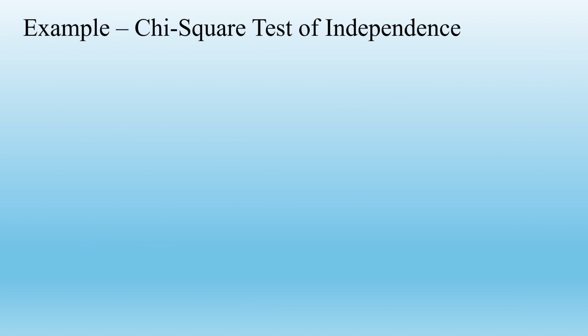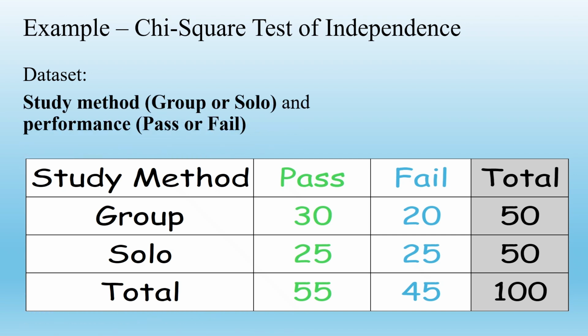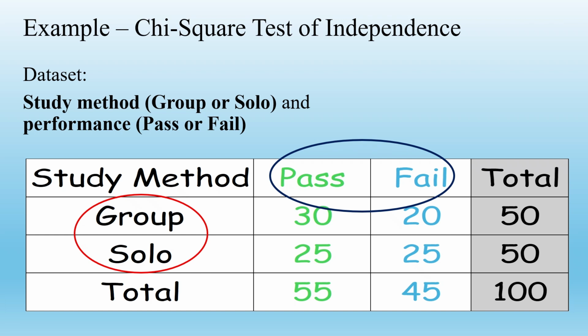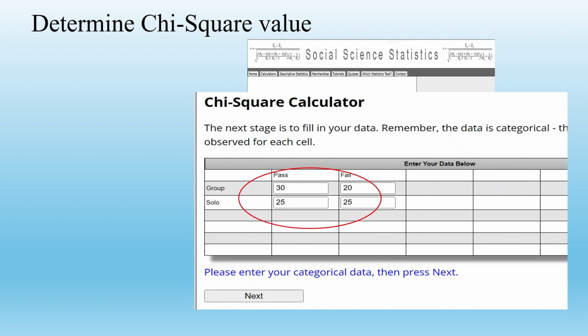Here's an example of a chi-square test of independence. In this data set, we're looking at two variables: study method, whether students studied in a group or solo, and their performance, whether they passed or failed. For example, 30 students in the group study passed, while 20 failed. On the other hand, 25 solo learners passed and 25 failed. The chi-square test will help us check if there's a relationship between study method and performance, or if the results just happened by chance. To get the chi-square value, we enter our data into a chi-square calculator.